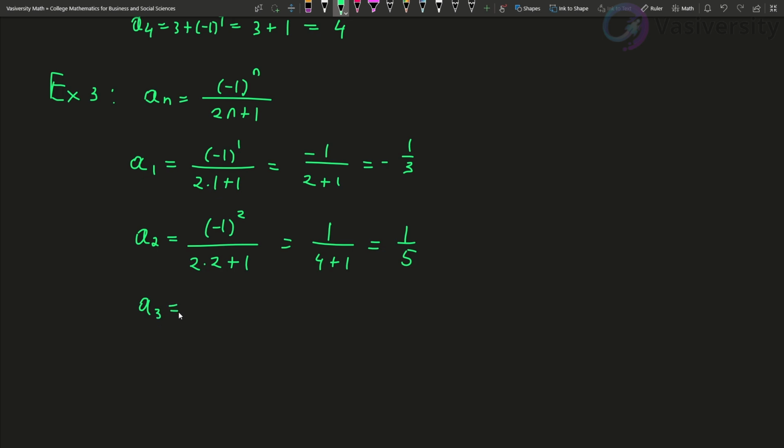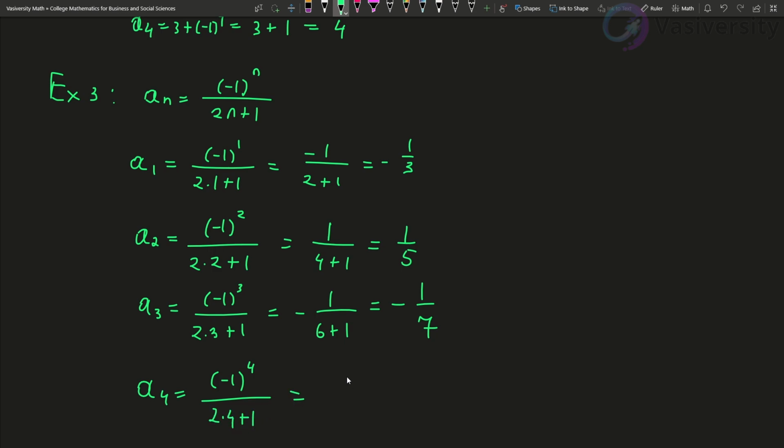Then a3: negative 1 to the power of 3 over 2 times 3 plus 1, which is negative 1 over 6 plus 1, which is equal to negative 1/7. And then a sub 4 is negative 1 to the power of 4 over 2 times 4 plus 1, that's equal to 1 over 8 plus 1, which is equal to 1/9.